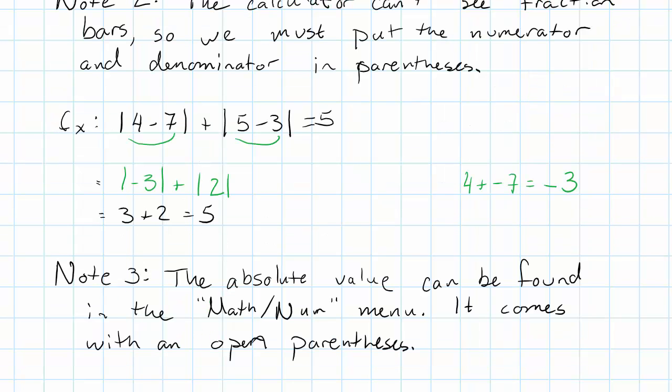Now, if you have one of the newer models of the TI calculator, your absolute value might actually be represented by vertical absolute value bars. If you have one of those, just make the absolute value look like exactly what you see on the paper.